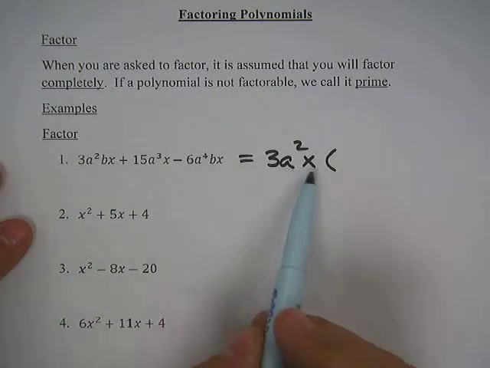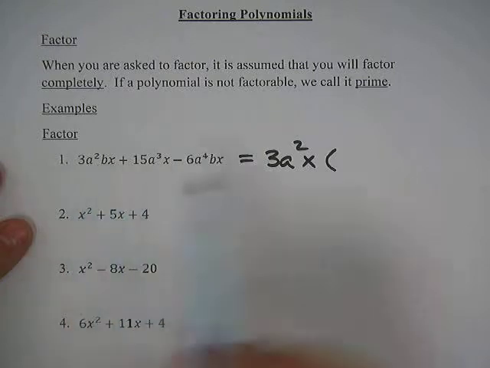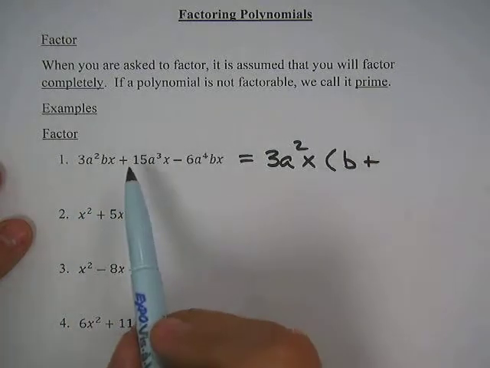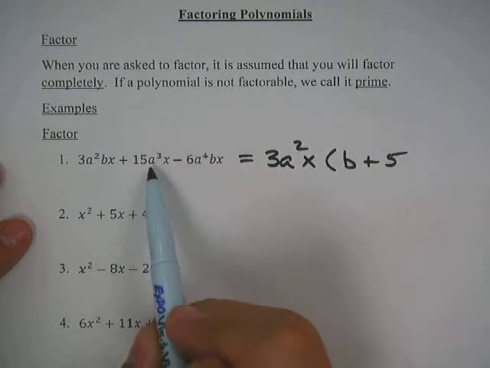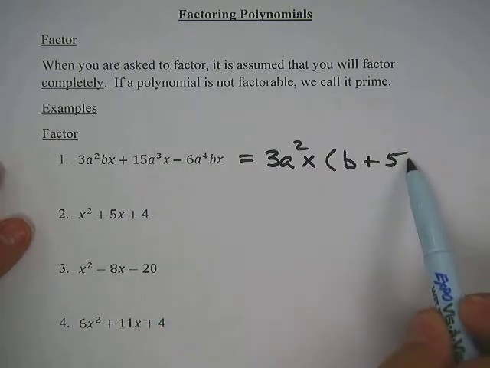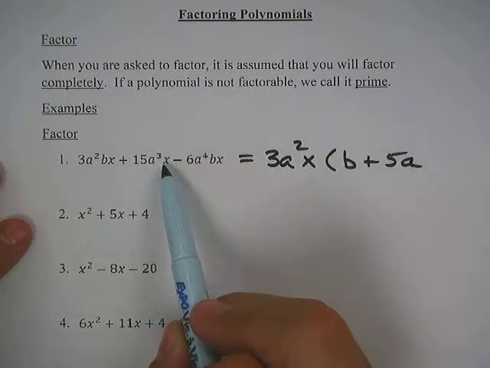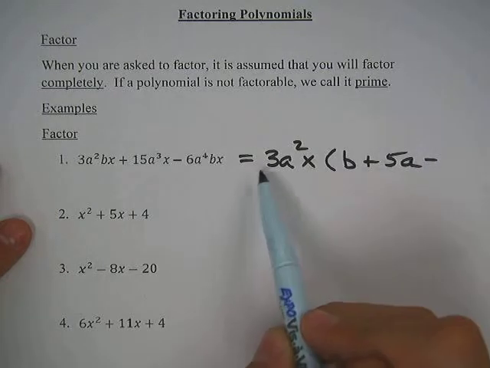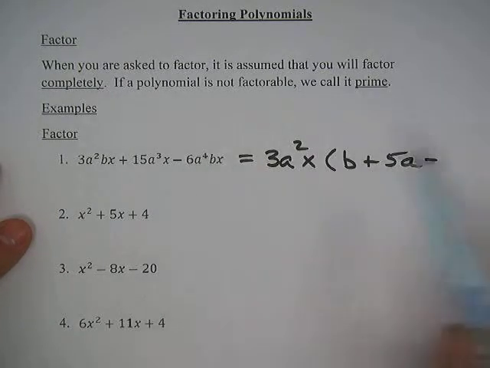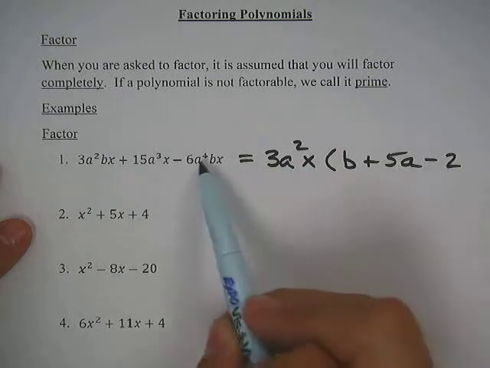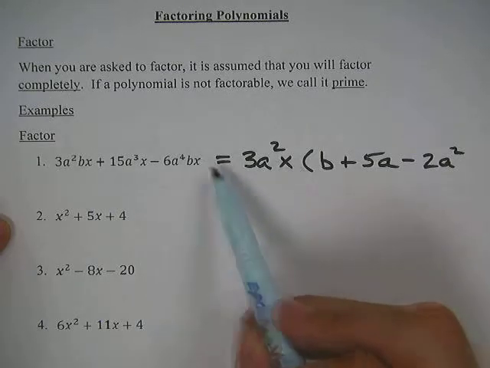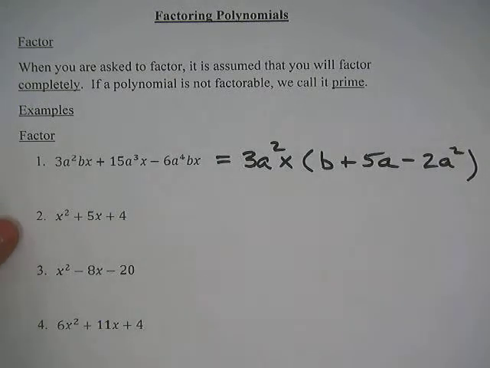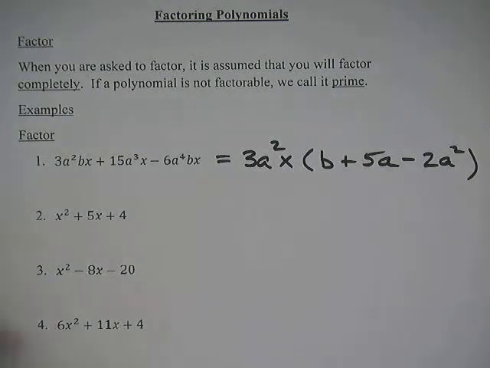And then what do I have left? Well, let's see. If I take a 3a squared x away from 3a squared bx, all I have is a b left. Here, if I take a 3 out of 15, that means there's going to be 5 left. If you take a squared from a to the third, you have an a left. If you take an x away from x, you don't have any of those left. Minus 3 goes into 6 twice. If you take an a squared from a to the fourth, you have a squared left. And then if you take an x away from x, you don't have any left. So there you go. And that's monomial factoring.